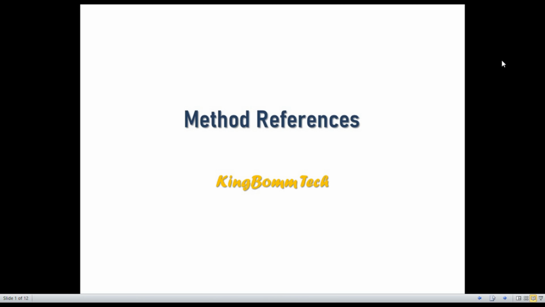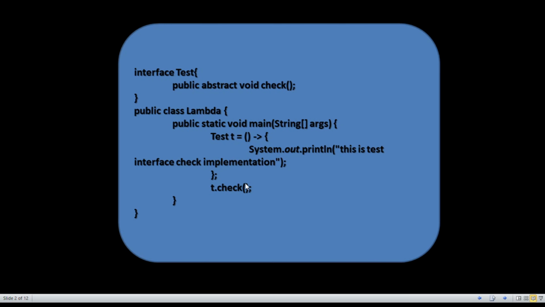Welcome to my channel. Now I am introducing one of the important topics in Java 8 features, that is method reference. You see, in the program we write one lambda expression for providing implementation of the interface named Test. Inside the interface is one abstract method named check, and later we reference that check method. In the program, the lambda expression may give a little bit of confusion.